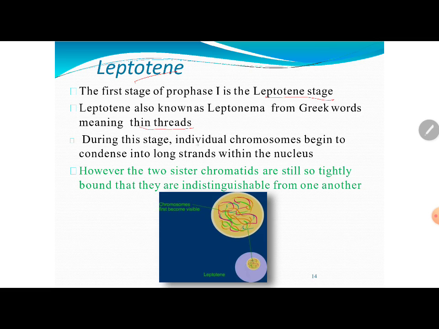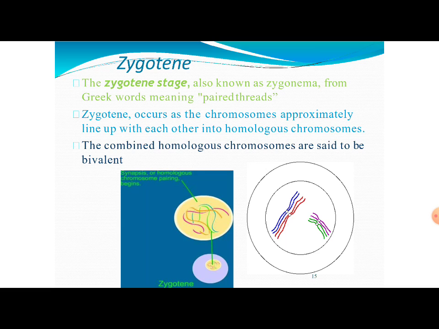During this stage, individual chromosomes begin to condense into long strands within the nucleus. The thread-like structures are getting condensed. However, the two sister chromatids are still so tightly bound that they are indistinguishable from each other. Because the maternal and paternal chromosomes are so tightly coiled, they cannot be distinguished in this state, but they are slowly trying to condense themselves.